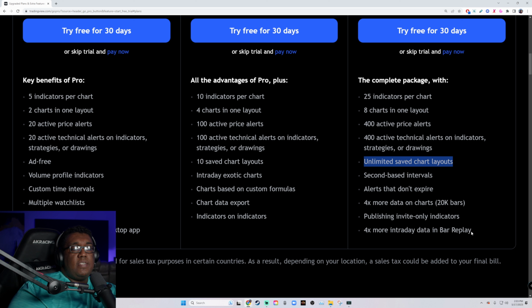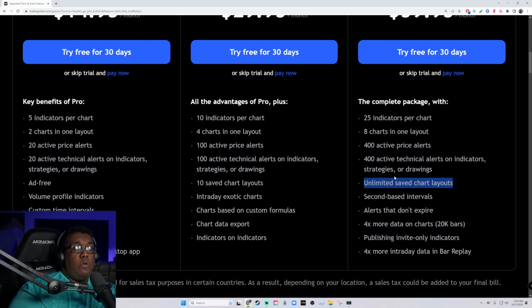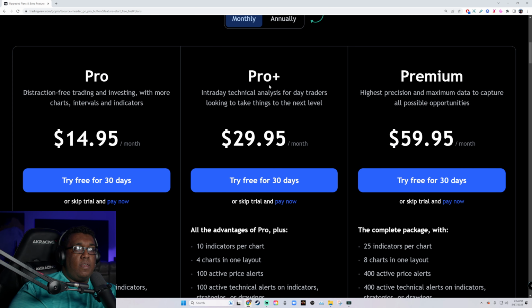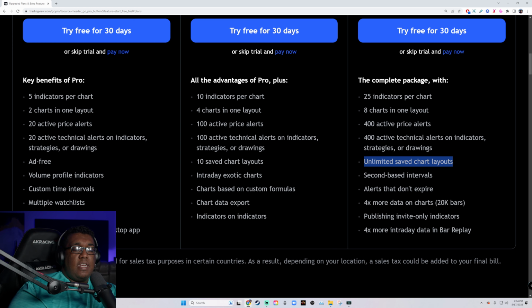4x more intraday data and bar replay. This basically means that when you have access to bar replays, you have all the data there, so you can replay as far back as you want, and you're not going to be stopped midway through the replay because you have too much data on your chart. These guys are pretty stingy about what's in each block, so they really want you to pay for the Premium or the Pro Plus, and Pro Plus is where most of you guys are really going to hunker down. But yeah, you will have more data there as well.